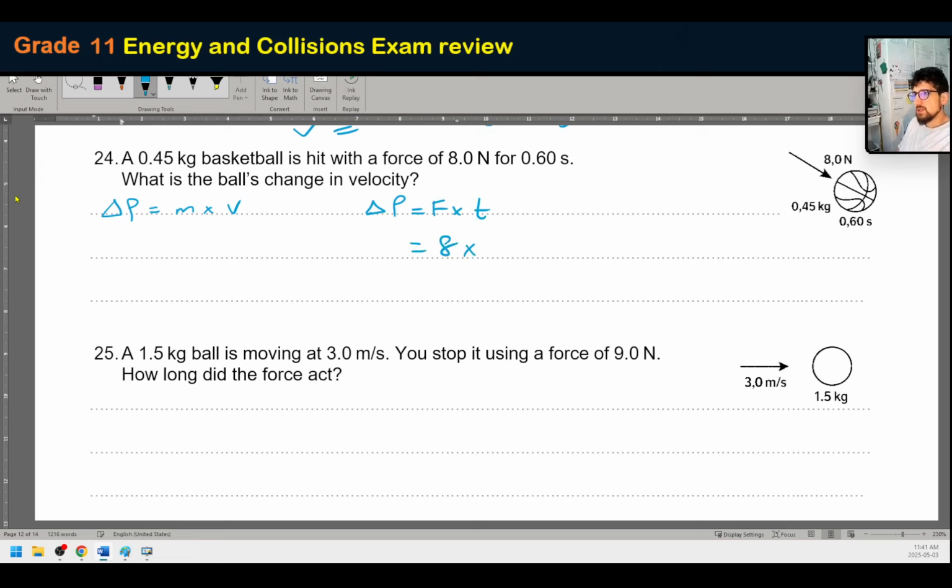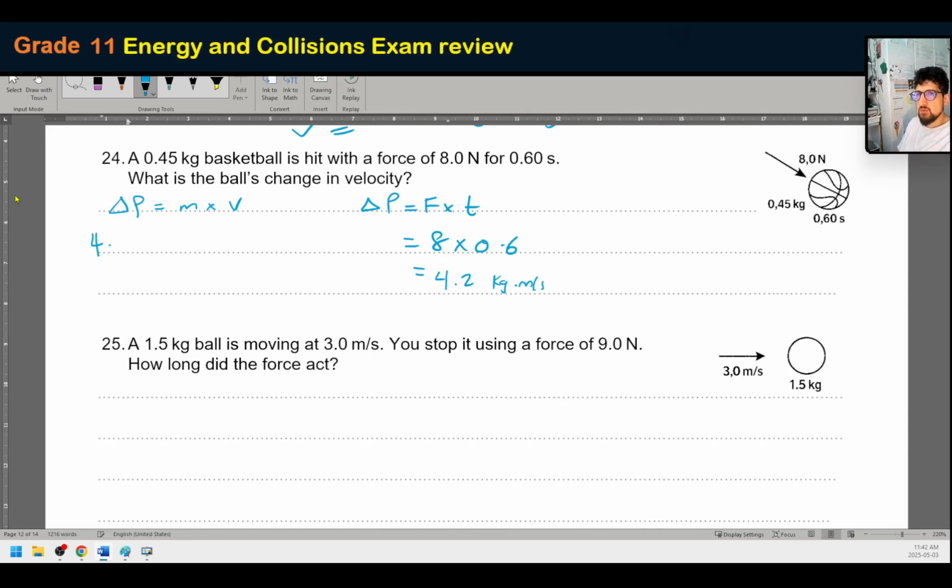So if we work this out, okay? I'm going to start over here this time, 8 times 0.6, and that gives me 4.8 kilograms dot meters per second or newtons dot s. So now that I've worked it out, I can go back here and say 4.8 is equivalent to 0.45 multiplied by the velocity. And so I can work out the velocity. The velocity is going to be 4.8 divided by 0.45, which is 10.7 meters per second. That's the answer.